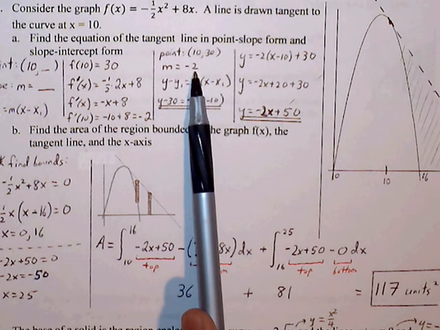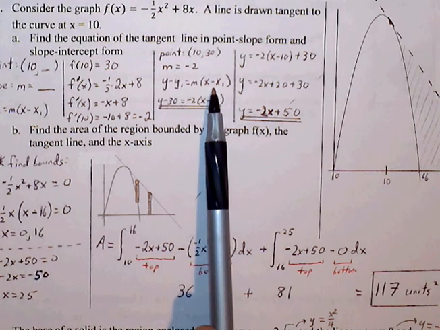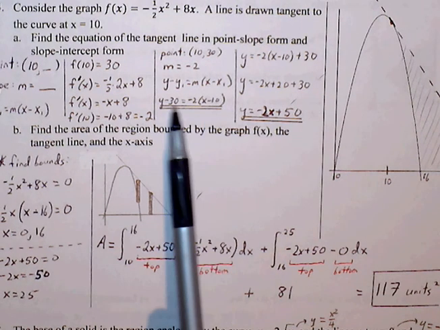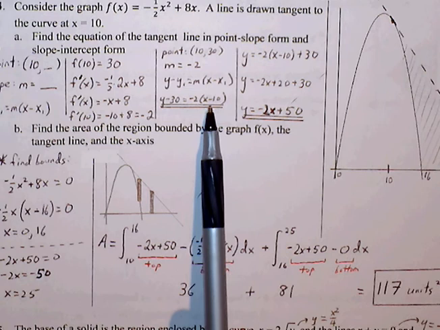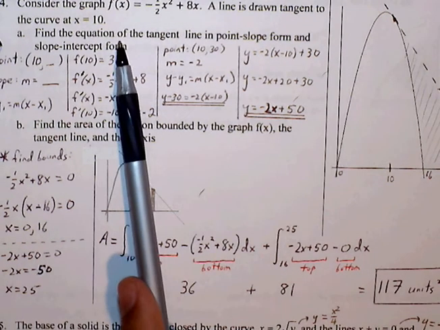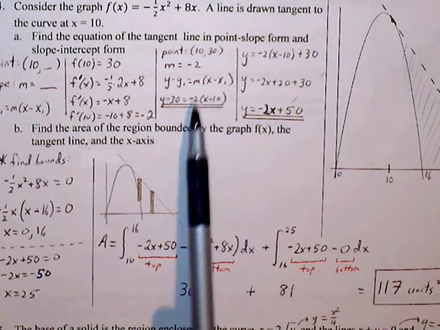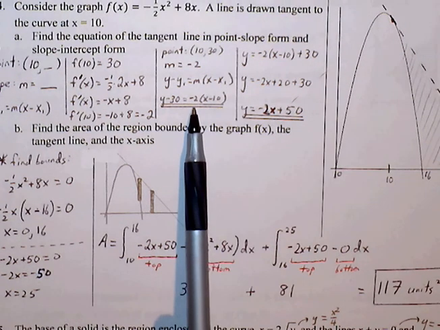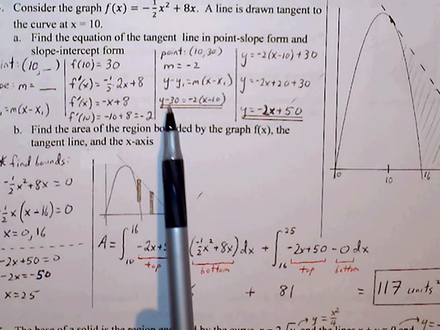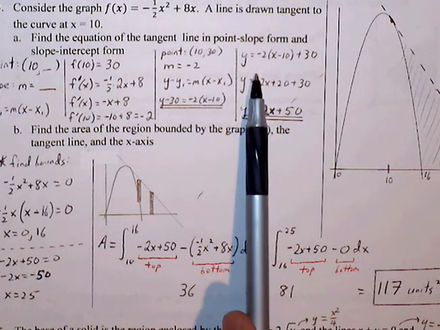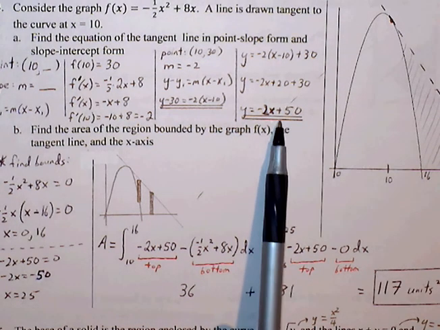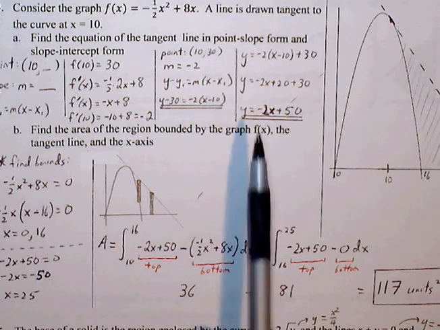And so with these two pieces of information, we can plug into point slope, and that'll get us the first portion that we need for part A: find the equation of the tangent line in point slope form. So that's what we have. And then to get into slope intercept form, we just solve for y. So we add 30 to both sides, distribute the negative 2 through, and we'll get negative 2x plus 50.